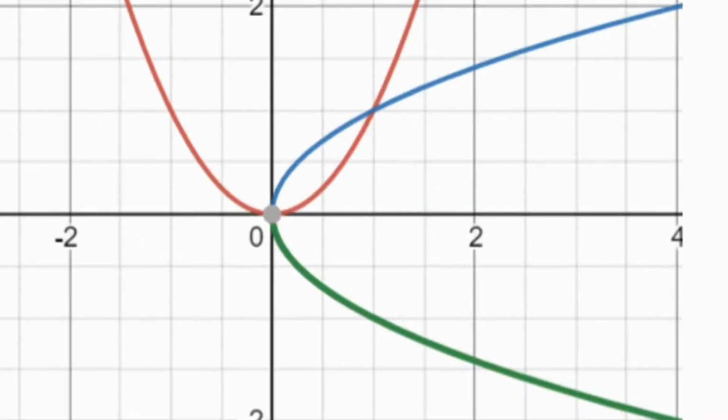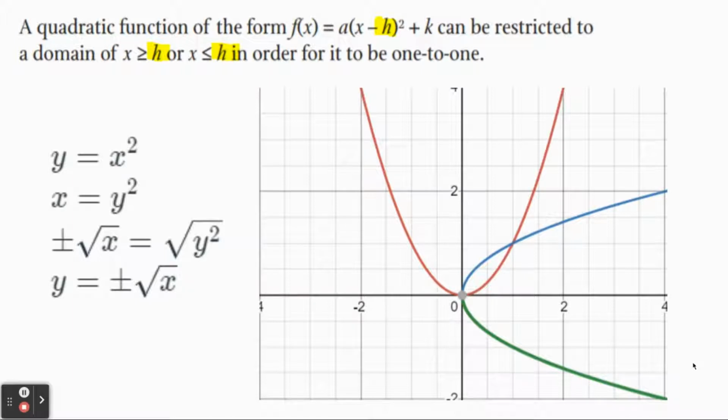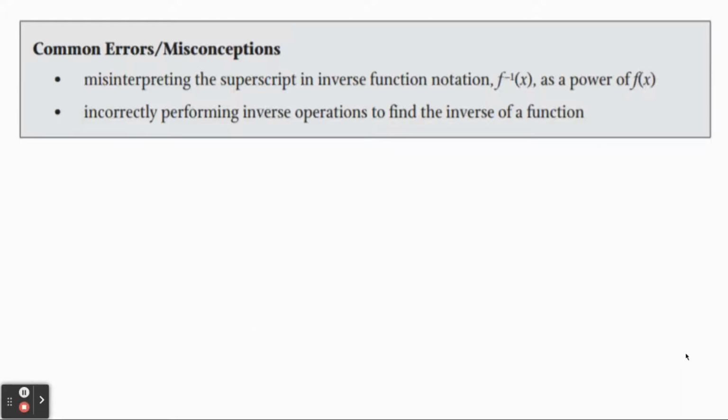Now, if we consider both plus and minus the square root of x together, it is not a function. Take a look at the blue and the green graph together. It's not a function because for the one value of, let's say, 2, you have two different y values. It doesn't pass the vertical line test. So what we're going to end up doing is restricting the domain to maybe the x values greater than 0, or perhaps the x values less than 0, so that the inverse function will be an actual function. Here are some common errors and misconceptions.